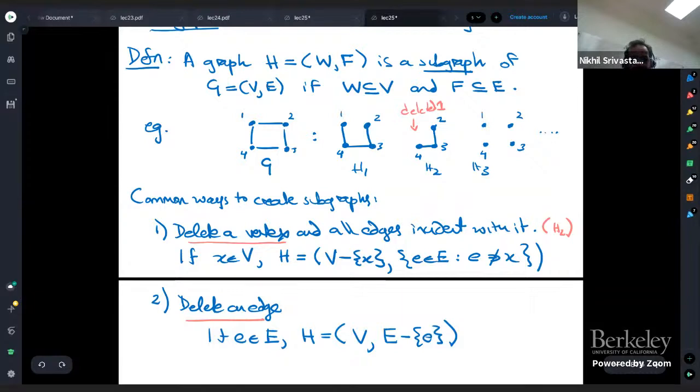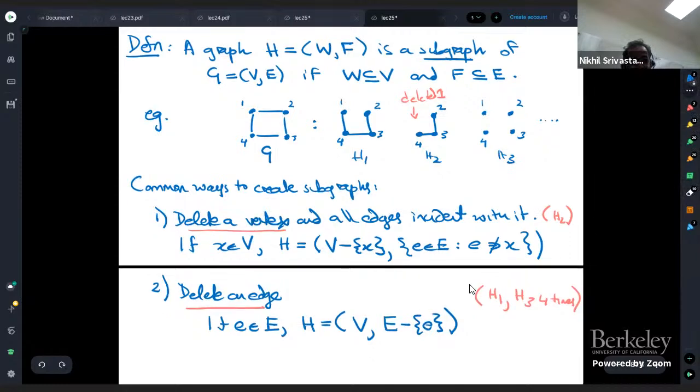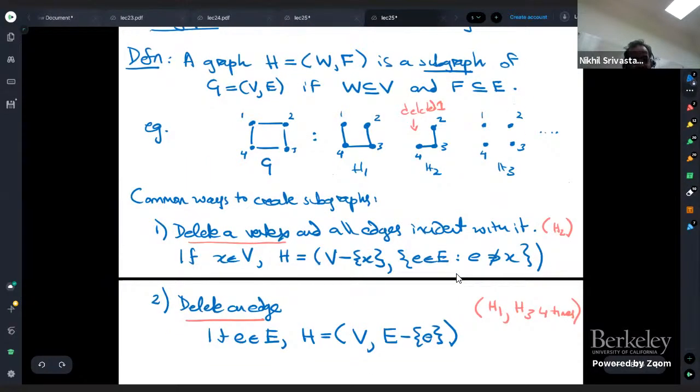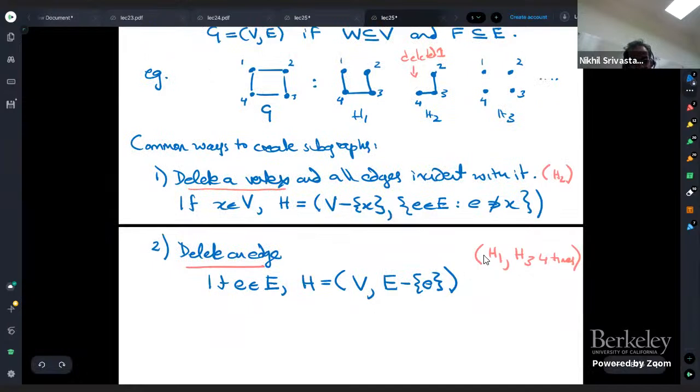Yeah, good point. So an example of this is H1, and also H3 if you do it 4 times, right? If you delete all 4 edges. I don't know what symbol I'm using here, but if you do this 4 times, then you get H3. Okay, good. So those are the 2 principal ways to get a subgraph.